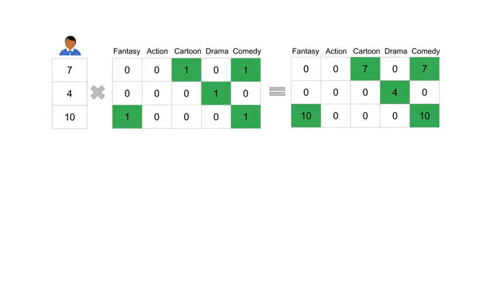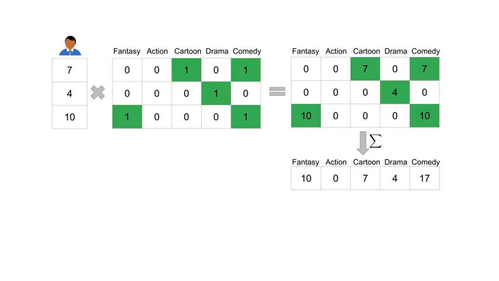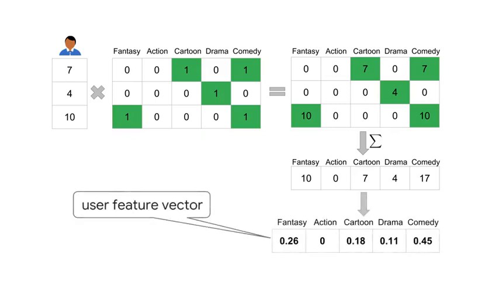Let's work through that now. First, multiply the movie feature matrix by the ratings given by that user. Then aggregate by summing across each feature dimension. This gives us a 5-dimensional vector in our feature space embedding. The user feature vector is the normalization of that vector.